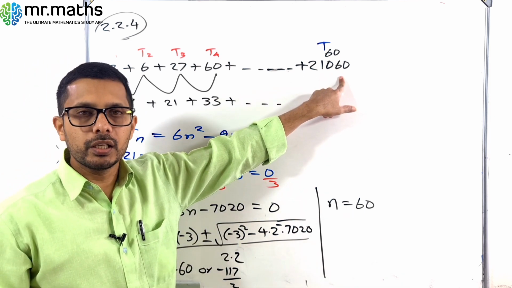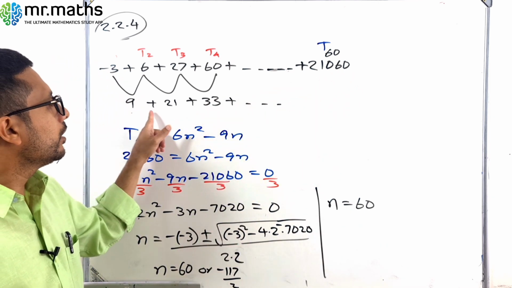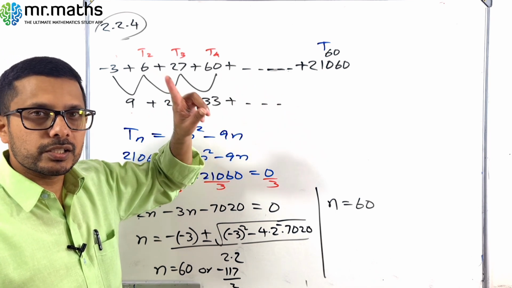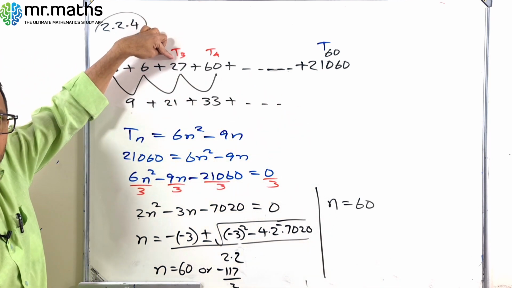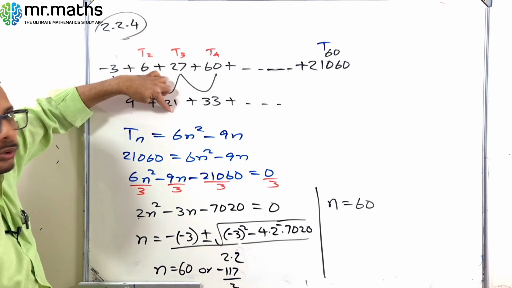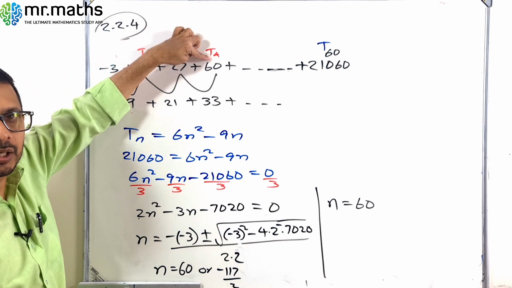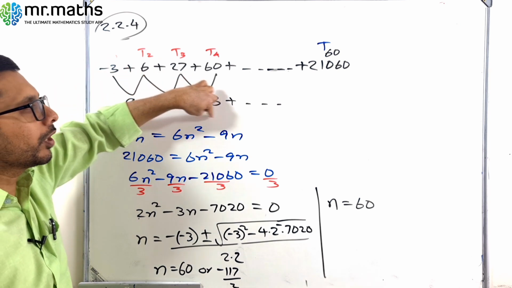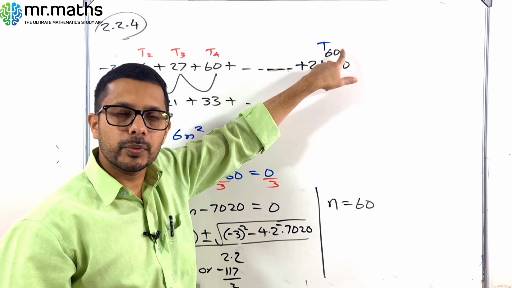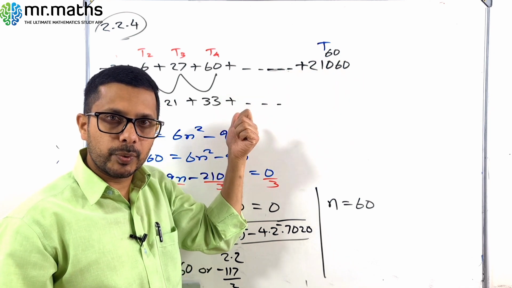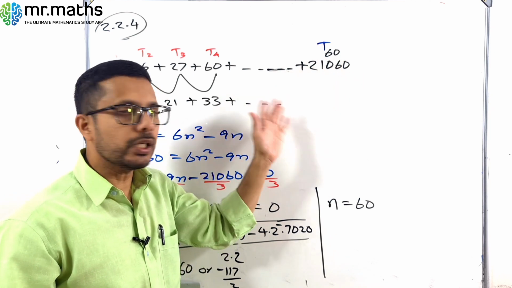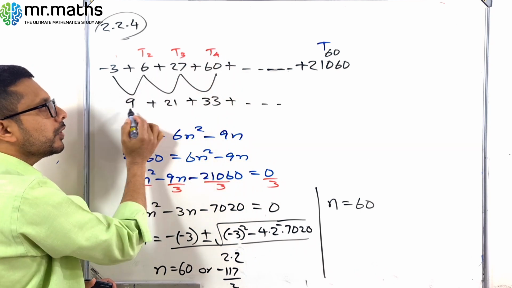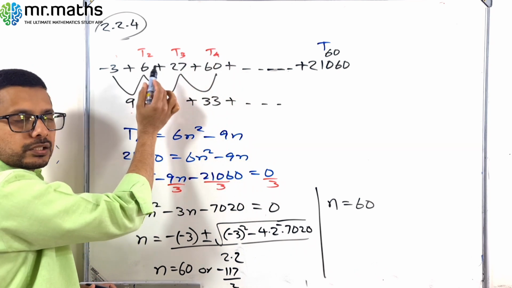Okay, so now can you say how many numbers in the first difference are to be added? Like what I said before, to get the third term, how many numbers to be added? 2 numbers. To get the fourth term, 1, 2, 3 numbers. So what about to get the 60th term? 1 less than that one, am I right? 59 terms to be added.